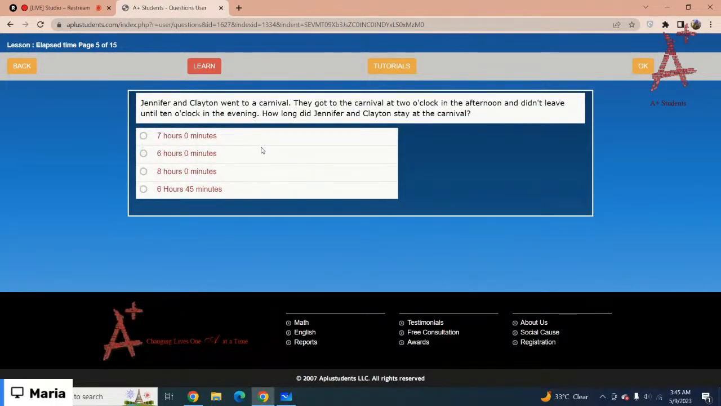Jennifer and Clayton went to a carnival. They got to the carnival at 2 o'clock in the afternoon and didn't leave until 10 in the evening. How long did Jennifer and Clayton stay at the carnival?